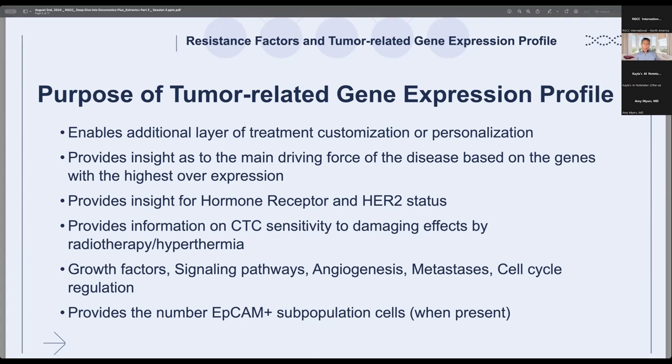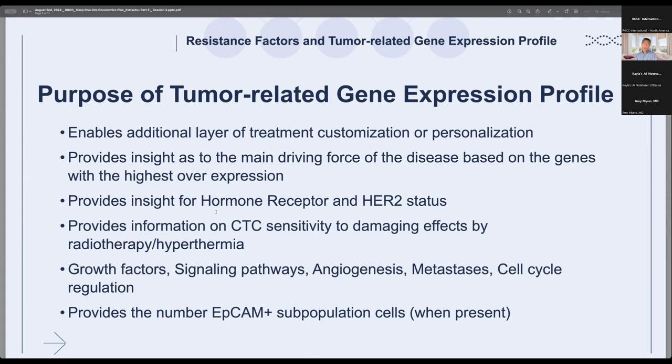So the gene expression, as I mentioned, can also tell you which is the main driving force of the disease based on the genes having the highest activity or overexpression, and that you could use to target more so and get even potentially better outcomes.